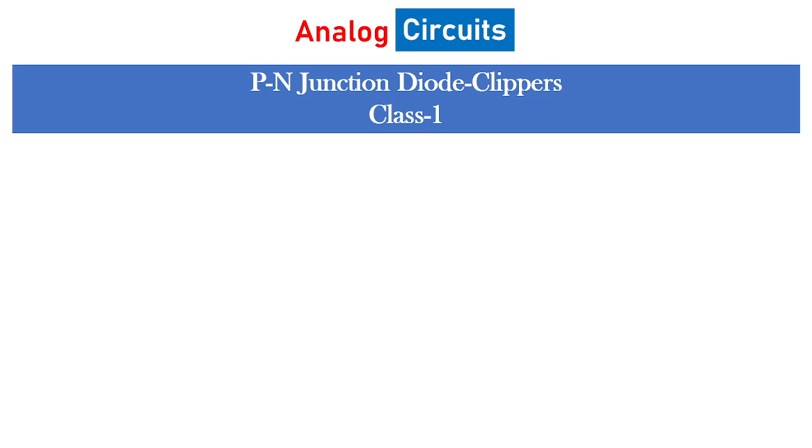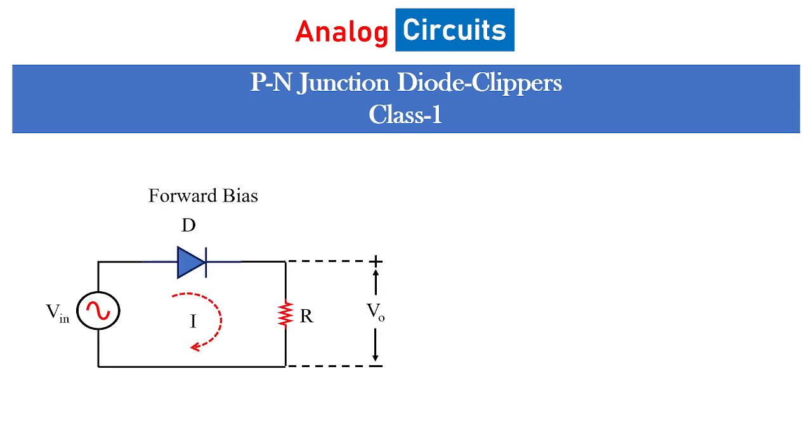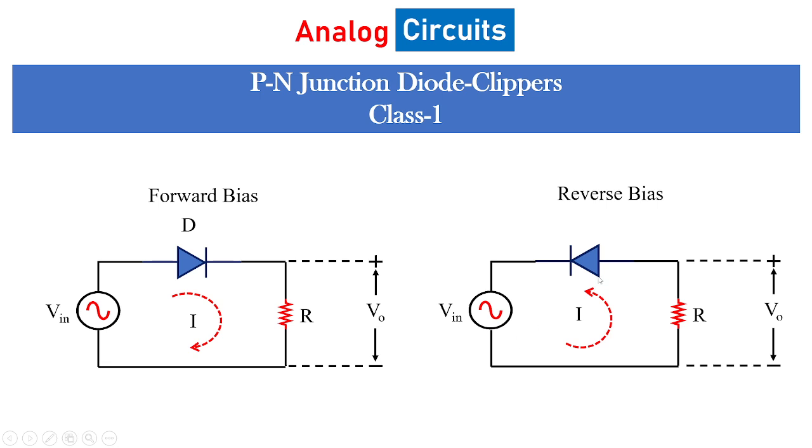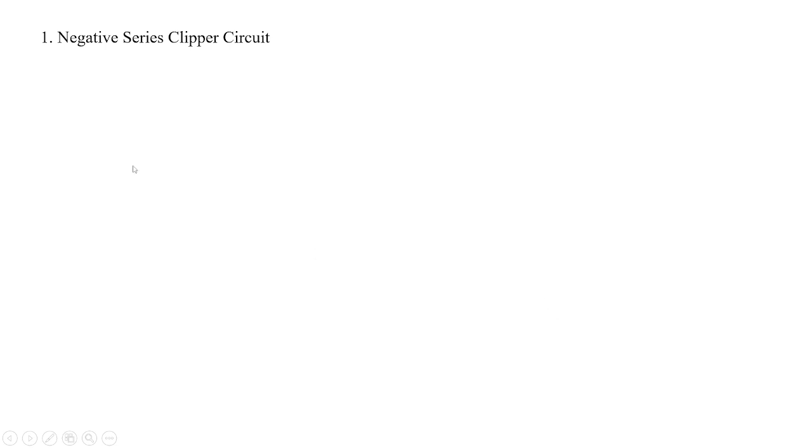In today's class 1 under PN junction diode, we are going to see the application of diode in the form of clipper circuit. We have already seen from our past classes what is forward bias, meaning the diode conducts under the positive cycle, and reverse bias, where the diode is reverse biased. For practical applications, we first go with the negative series clipper circuit.